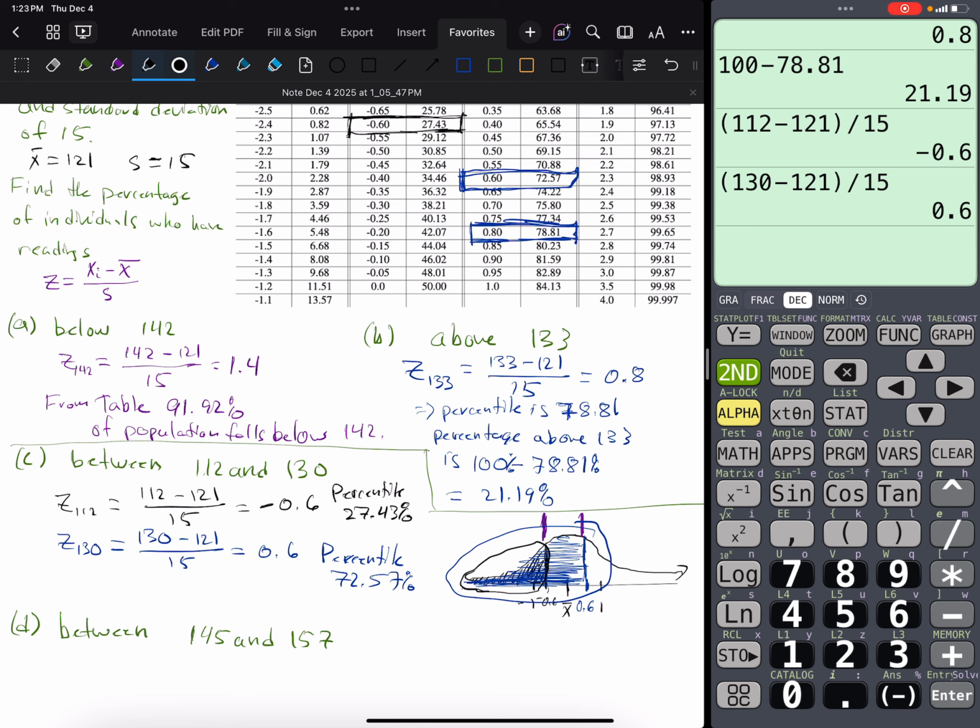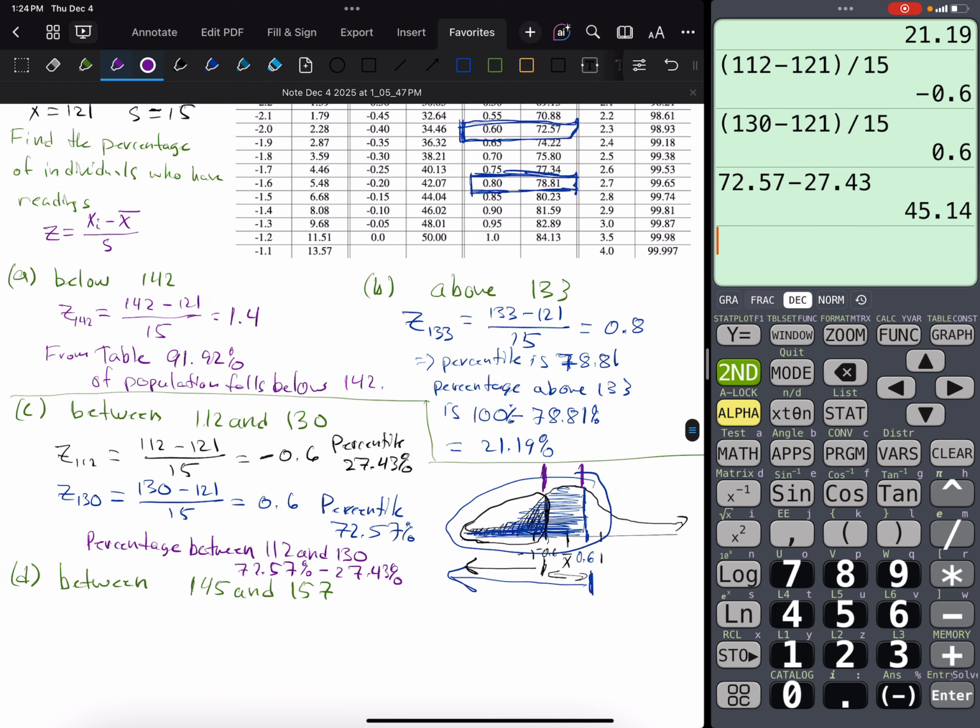And so what I have is the entire space below that is the 7257. The entire space below that is the 2743. And since I'm looking for the space between the two, I'm going to subtract the 2743 from the 7257. And so my actual value, my percentage between 112 and 130, is 72.57% minus the 27.43%. So if I do 72.57 minus 27.43, I get 45.14%. So that equals 45.14%.